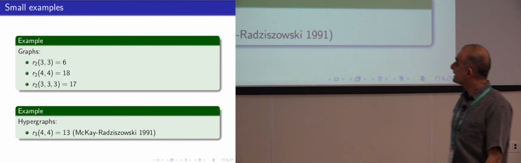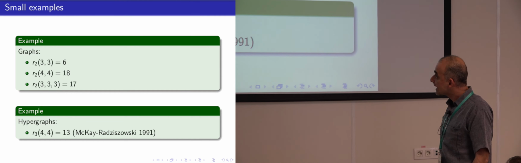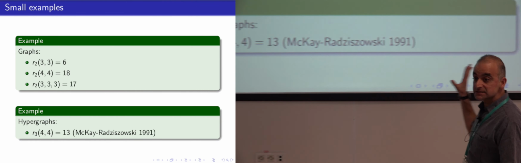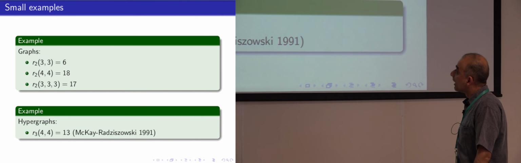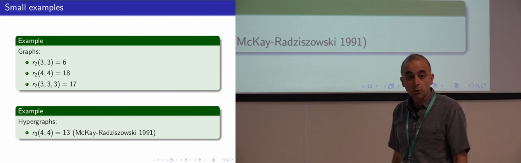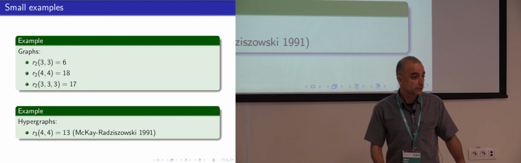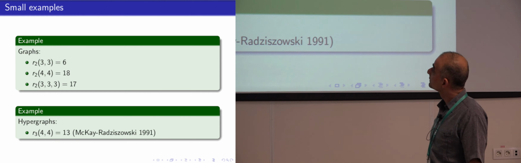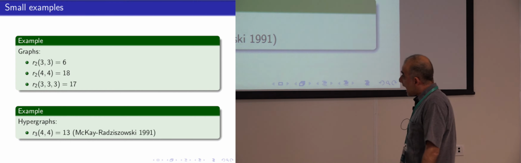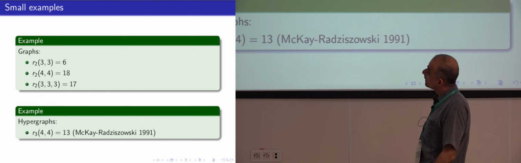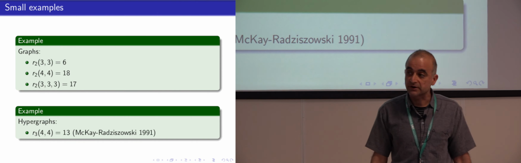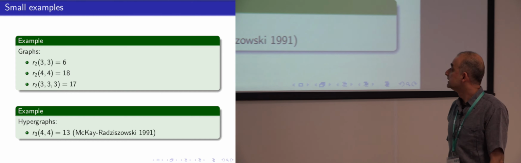Okay, so what are the exact results in the so-called diagonal case? This is the case when little s and little n are equal. There are only basically 4. R(3,3) equals 6, R(4,4) is 18. I didn't define Ramsey numbers for more than 2 colors, but you can define it in the natural way, red, blue, and green. And there's one result here, R(3,3,3) is 17. And for hypergraphs, there's only one result, namely the smallest non-trivial 3-uniform hypergraph Ramsey number R_3(4,4) is 13.